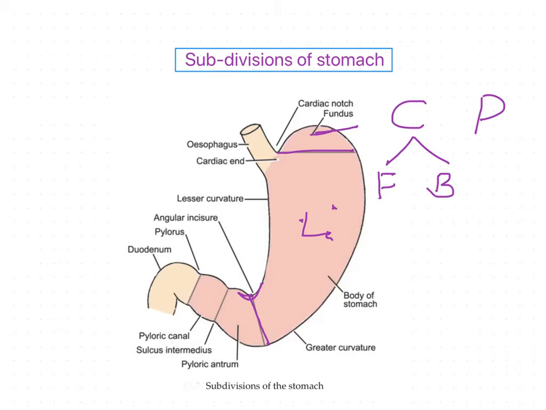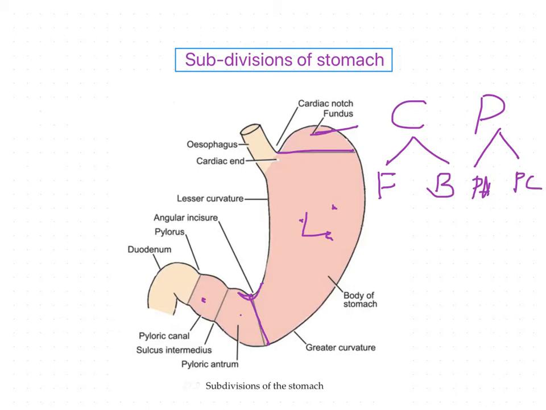If you can see, this is called the pyloric antrum and this one is the pyloric canal. So this pyloric part is again divided into two parts: one is the pyloric antrum and the other is the pyloric canal. So in total, two parts, and these are subdivided into four parts.